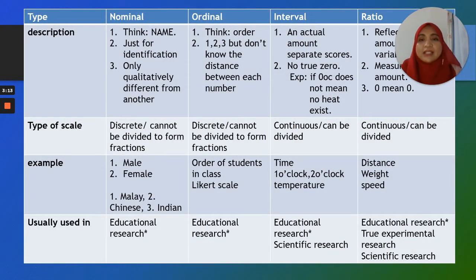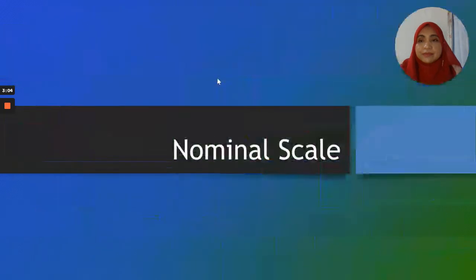This is the outline of the slide that I will be working with, and I will explain to you what is nominal, ordinal, interval, and ratio scale. Right, let's first go to nominal scale.